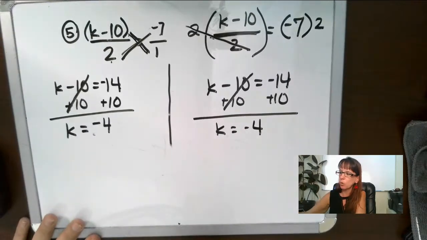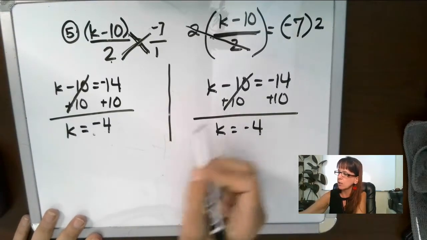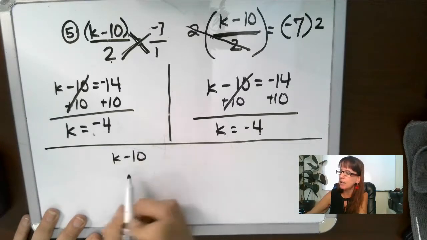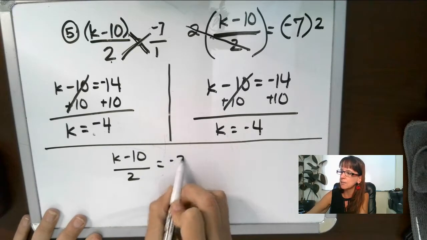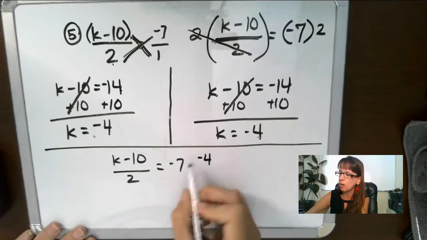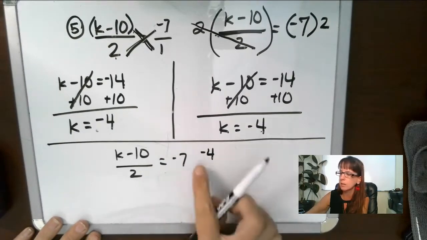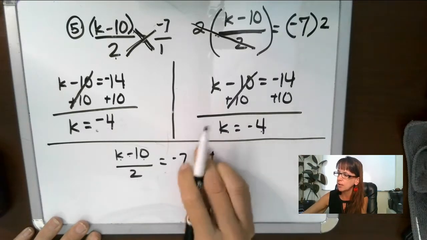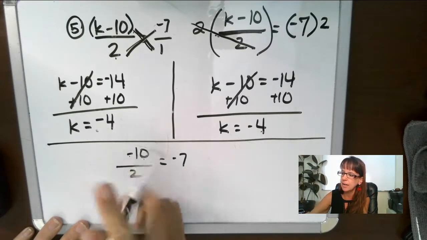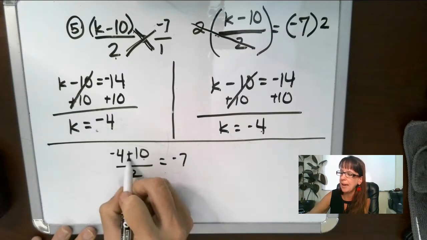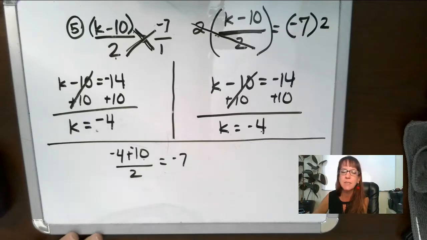Let's double check our work because now I'm second guessing everything I do. All right, so that original problem was k minus 10 over 2 equals negative 7. We said k was negative 4. So we're going to plug in negative 4. Negative 4 minus 10, we don't subtract, we add the opposite of positive 10, which is negative 10.